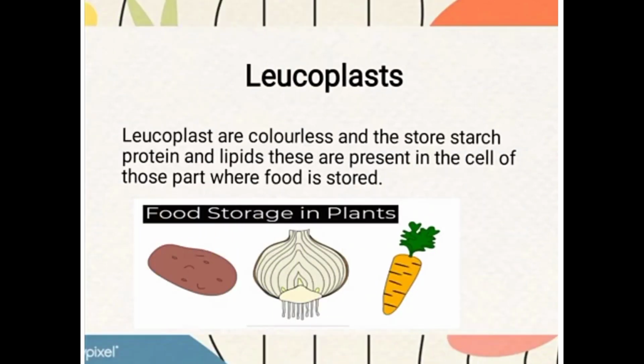Third, there is a type of plastid that is leucoplast. Leucoplasts are colorless and store starch, proteins and lipids. They are present in the cells of those parts where food is stored.